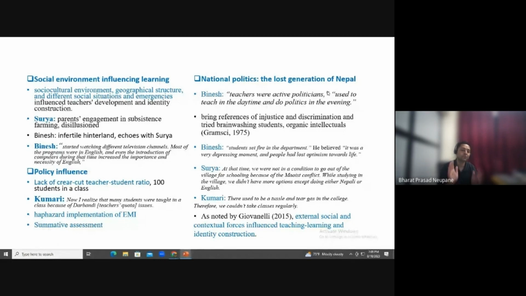Not only that, the social environment also heavily influenced learning. Particularly here, I would like to mention the social environment and the policy, which also influence the learning process of teachers, particularly the haphazard implementation of EMI, English as a medium of instruction, and the summative assessment. Not only this, national politics also has a heavy impact on teachers. When I was having conversations with my participants, they came up with a lot of political incidents and their influence on their learning and later on their performance.